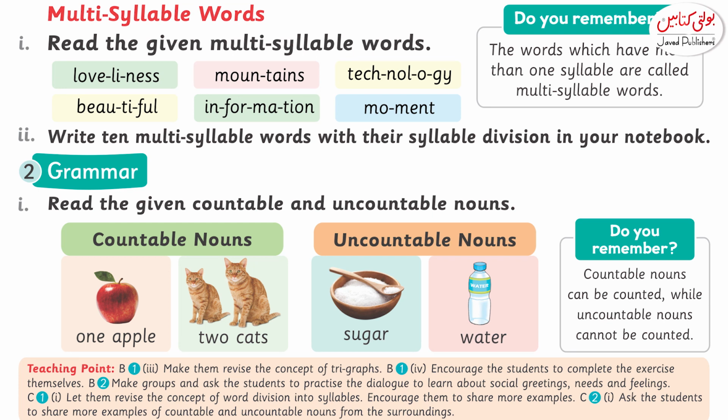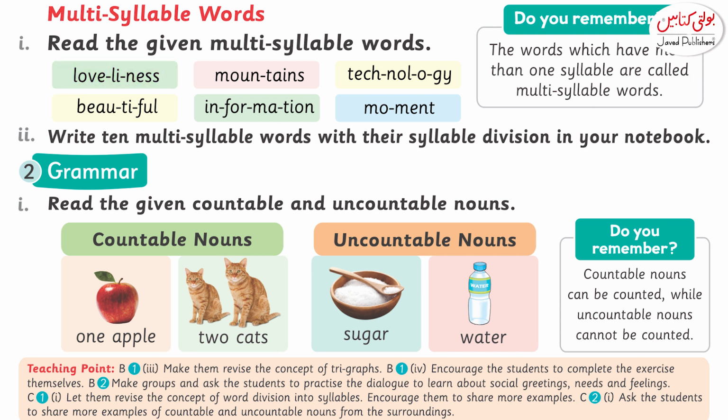Multi-syllable words. Read the given multi-syllable words. Do you remember the words which have more than one syllable are called multi-syllable words? Ji haan, aise words jinke ek se zyada syllables bante ho, unko hum multi-syllable words kehte hain. Pehla lafz hai aapke paas, loveliness. Loveliness, yani ki hum unko teen breaks mein padhte hain, iske teen syllables hain.